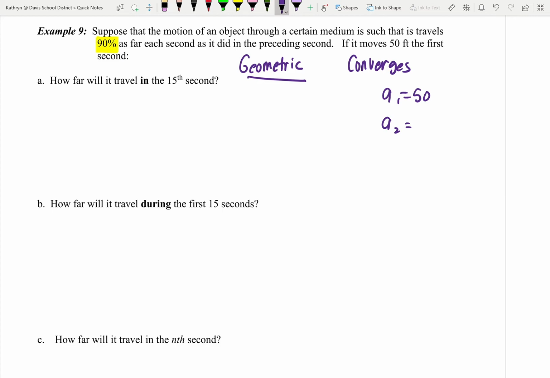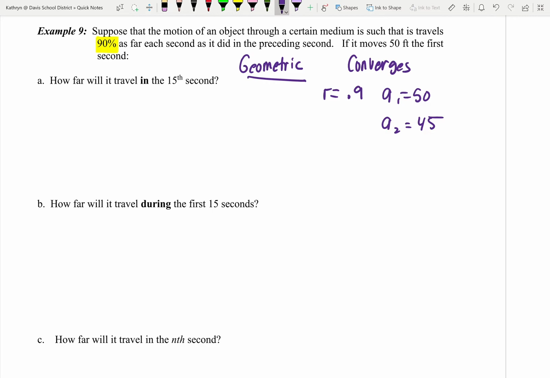If it's slowing down, then your ratio has to be less than 1. It's getting smaller, right? 90% is 0.9. Should I add a 1 in front of that? No, that'll make it go faster. That means it's growing in distance and speed, and it's not. So there's my ratio. Just so you can wrap your brain around it, the first one's 50. The next one's 50 times 0.9, which is 45. That's the amount of feet that it travels.